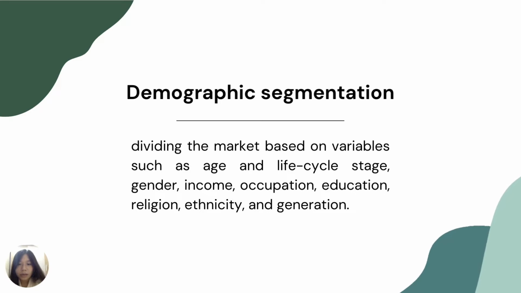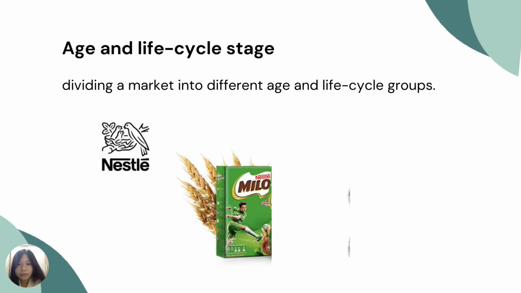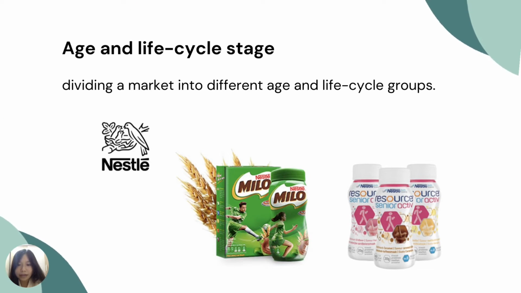The next one is demographic segmentation. It is the most common segmenting method due to its close link to the customer's needs and wants and its convenience in measuring. It's based on many variables, for example, age and life cycle stage. Nestle used age and life cycle segmentation with Milo targeting young kids and Resource Senior Active for the elderly.